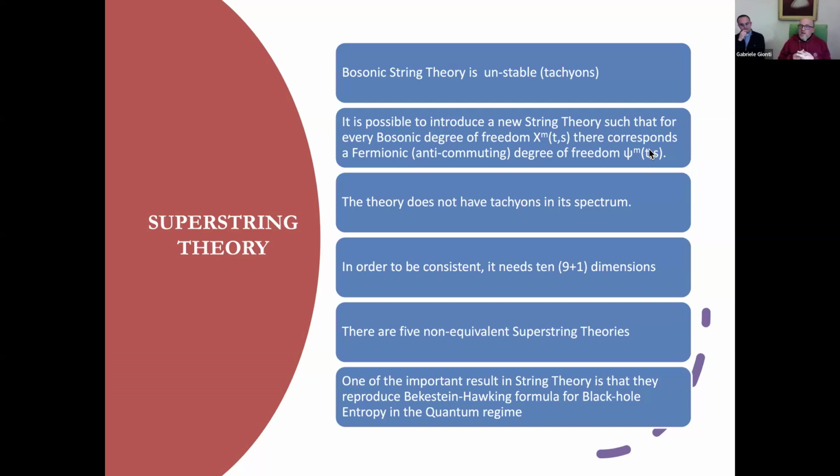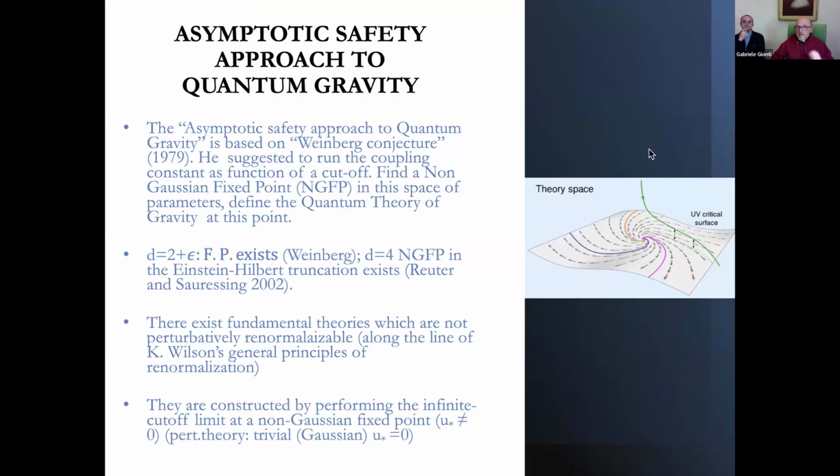Superstrings make sense in 9+1 dimensions, always with this issue of conformal anomaly. And there are 5 non-equivalent superstring theories that should be unified by a theory called M theory, but this is also speculation. One important thing, moreover, is that in string theory they were able to reproduce the Bekenstein-Hawking formula for black hole entropy in the quantum regime.